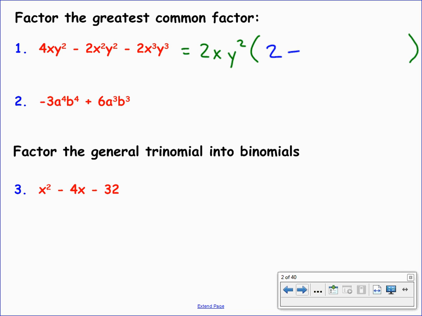Minus, it looks like we already have the 2, so we just need one more x for that middle term. And then lastly, 2xy squared times what equals negative 2x cubed y cubed? Well, it looks like we need 2 x's now and 1 y to get all the way to our 2x cubed y cubed.